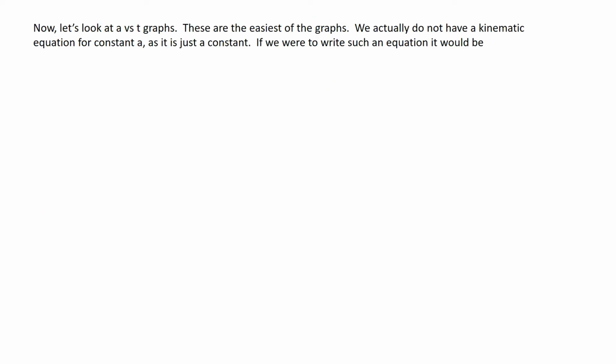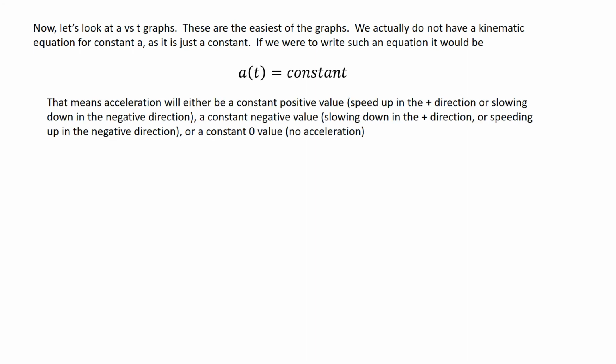Now, finally, let's look at a versus t graphs. These are the easiest of the graphs. We actually do not have a kinematic equation for it. It's just a constant. If we were to write such an equation, it would look like this. a as a function of t is a constant. That means it never changes. It always stays the same value. It's going to be a positive constant value.